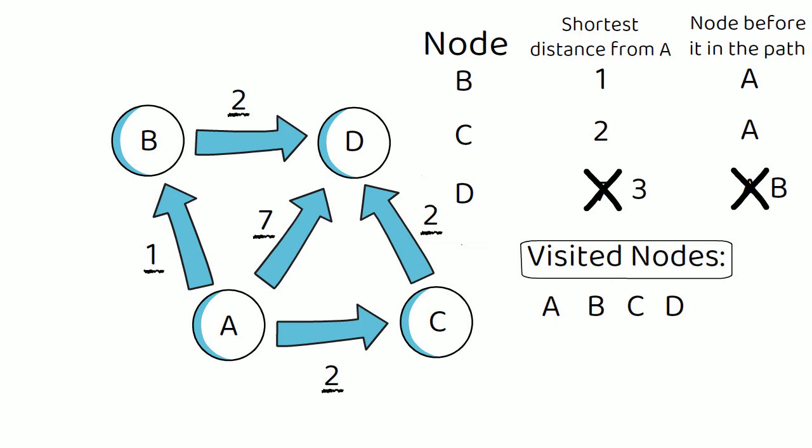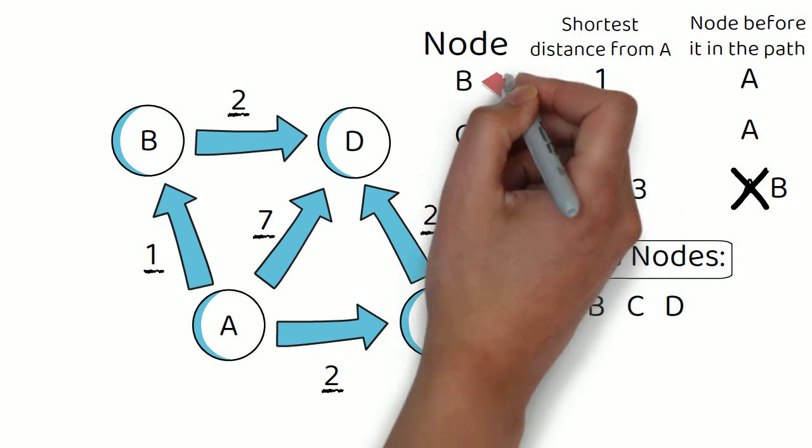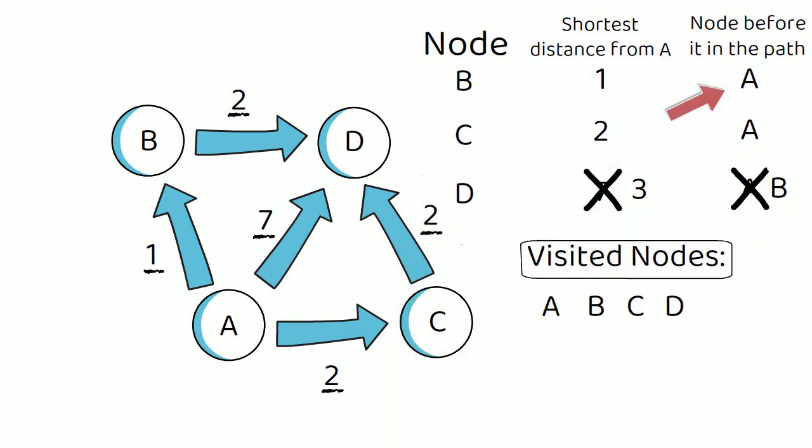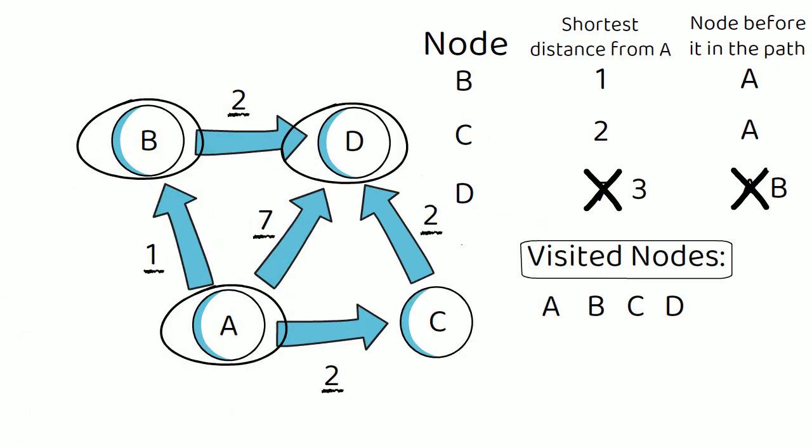To see what the shortest path is from A to D, we start with D's row and look at the previous node, which is B. Then we go to B and look at B's previous node, which is A. Rinse and repeat until you get to the beginning node. In this case, A is the beginning node, so we're done. The shortest path is A, B, D, with a distance of 3. This is a small example, but these steps work for any size graph.